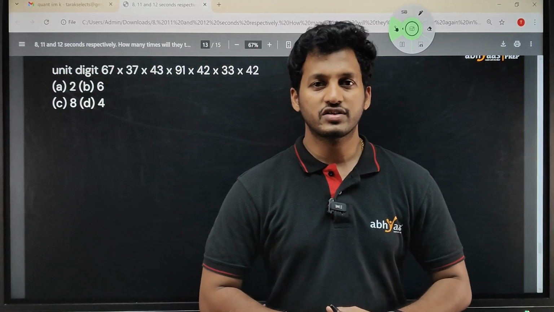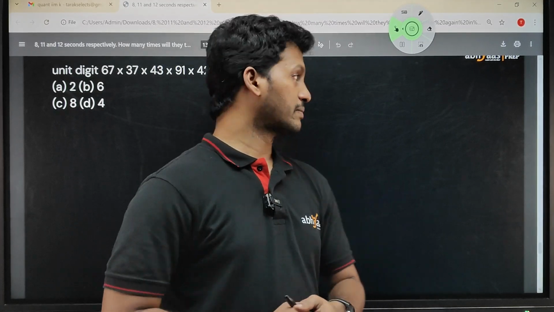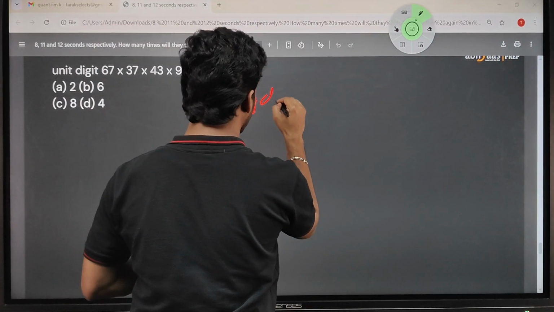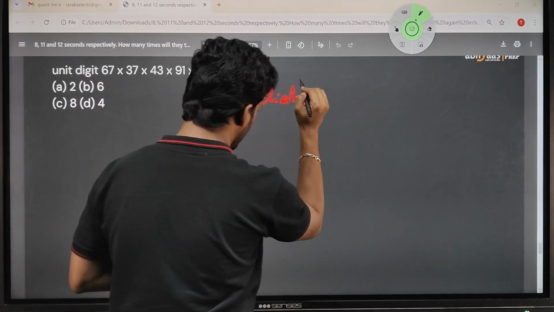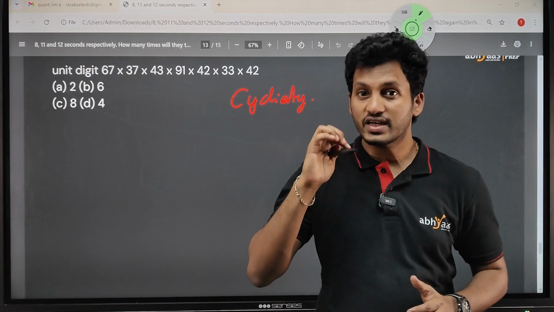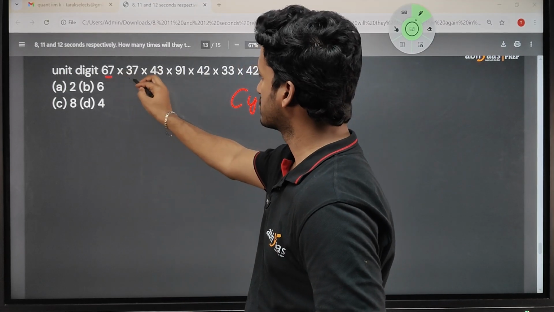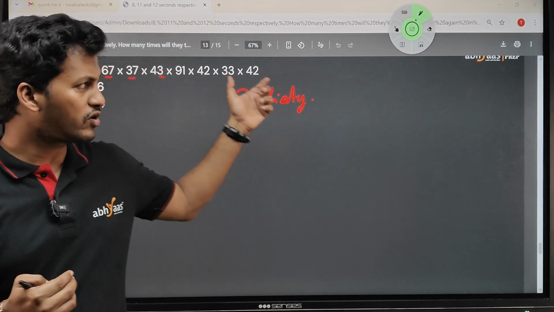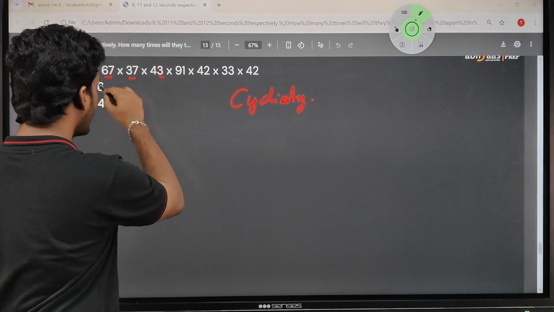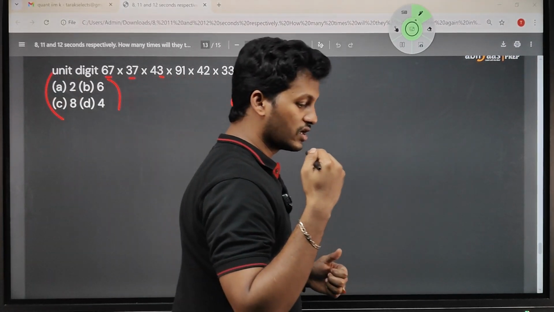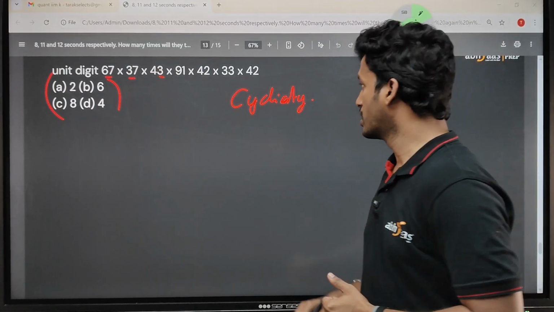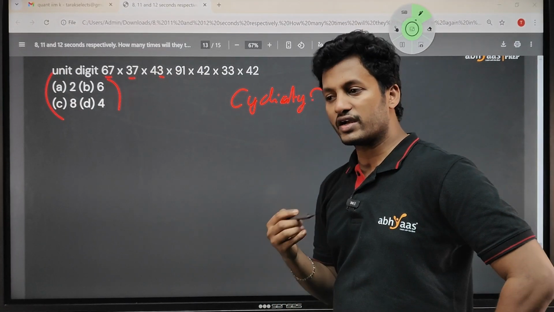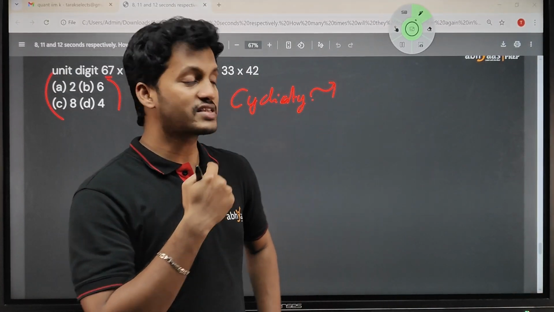Okay, now we are going to discuss the other model of number system, that is cyclicity. In this cyclicity model, we have to find unit digits of problems like this. Here we don't need cyclicity in the given problem, but we have to understand cyclicity in order to solve these types of problems. What does cyclicity mean? Cyclicity means the periodicity at which the numbers appear one and the same again.